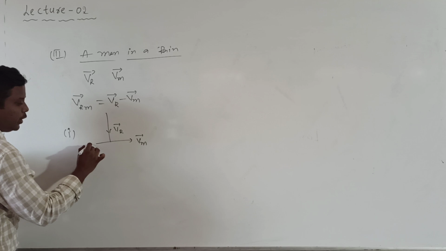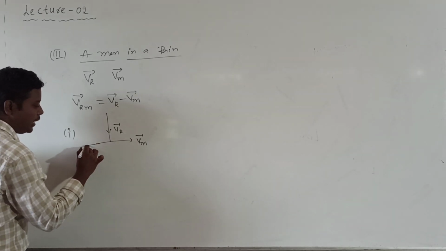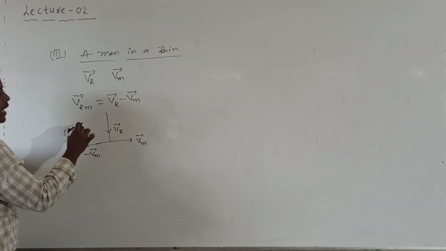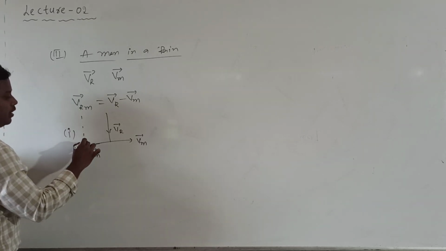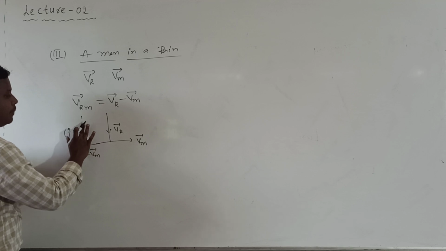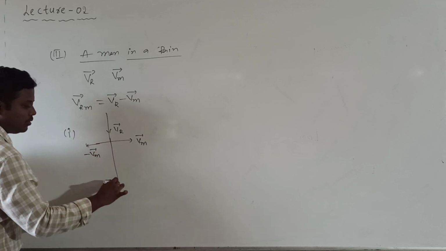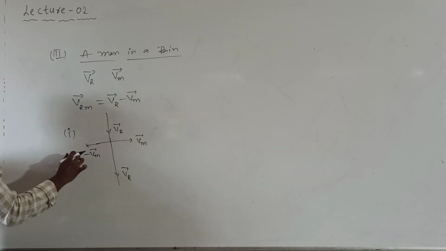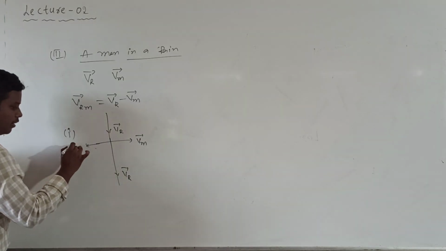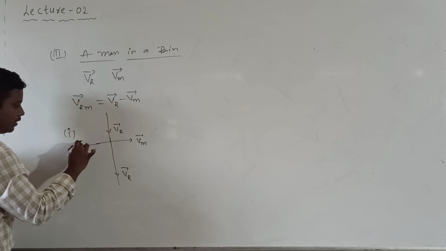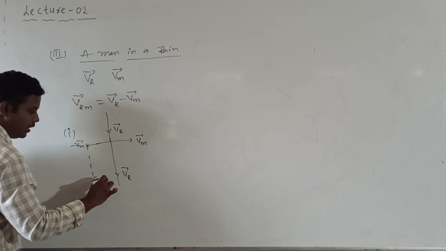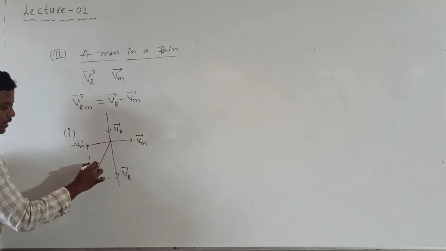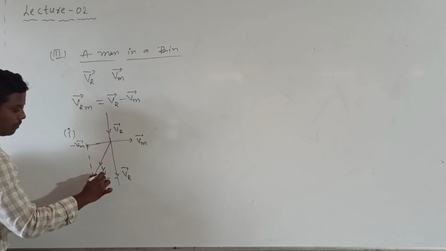To calculate the relative velocity, let me take the negative vector of the man's velocity, that is given by minus VM bar. By taking VR bar and minus VM bar, I can extend like this also. By taking 2 adjacent sides, if I construct one parallelogram, the diagonal will indicate the result. So this is the direction of the resultant.